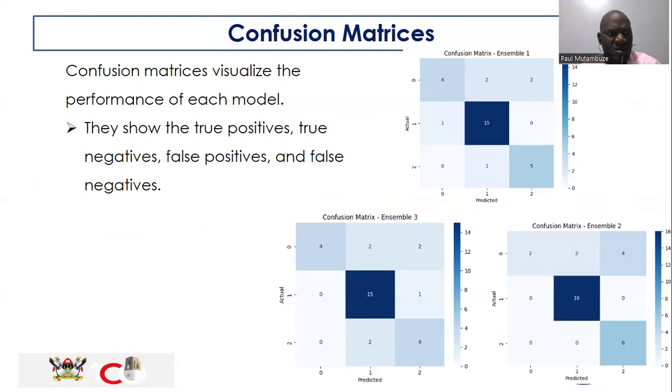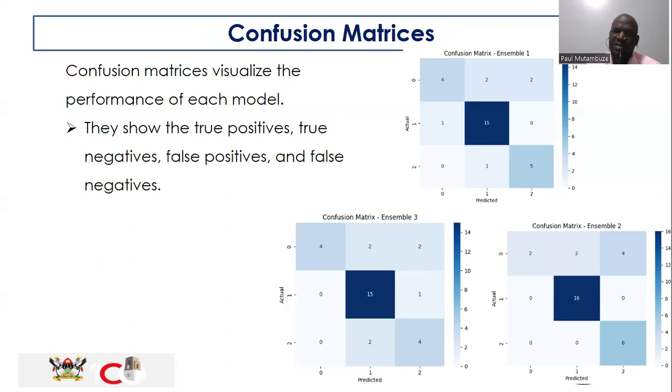Then the confusion matrix. We generated the confusion matrix as well, and the confusion matrix visualizes the performance of each model. They show the true positives, the true negatives, false positives, and the false negatives. From this, we realize that the best overall performance was ensemble 2 with a perfect prediction of class 1 and the highest overall accuracy, which demonstrated the best performance among the three. So it balanced the performance.